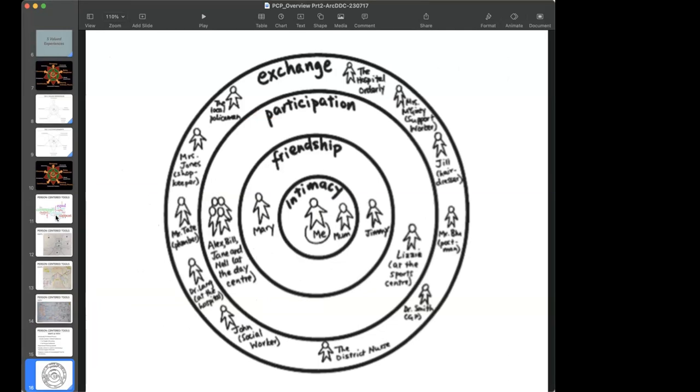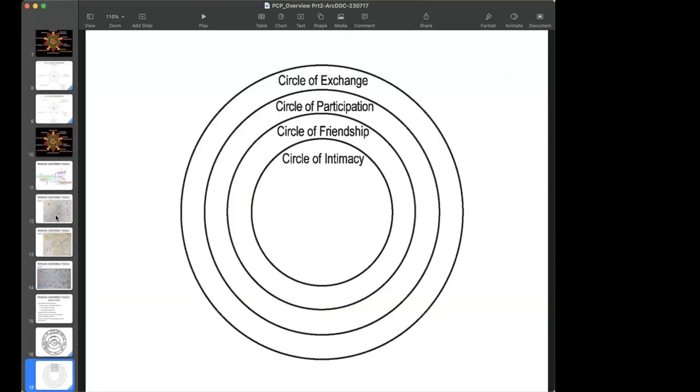And this has been around for a very, very long time in thinking about supporting people, right? What are the circles of intimacy? Who's in your most intimate circle? Who are your friends and fall into that circle of friendship? Where do you participate? And sometimes there's a crossover between friendship and participation. And then these circles of exchange.